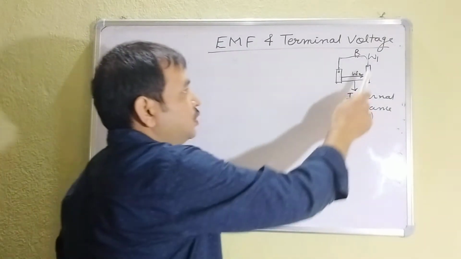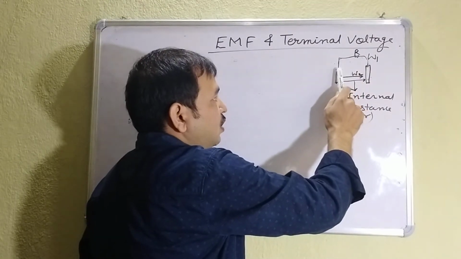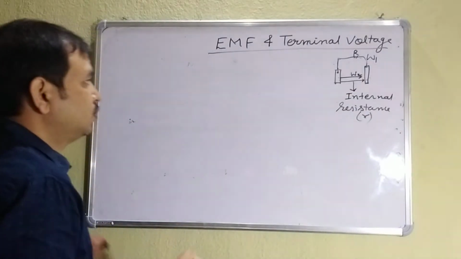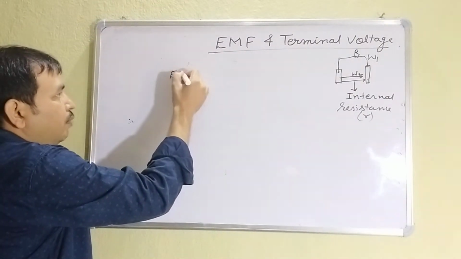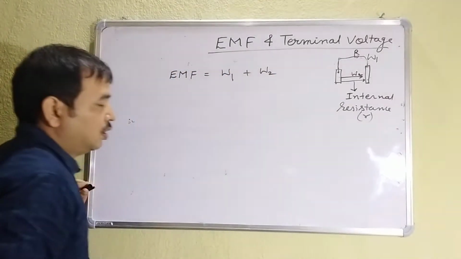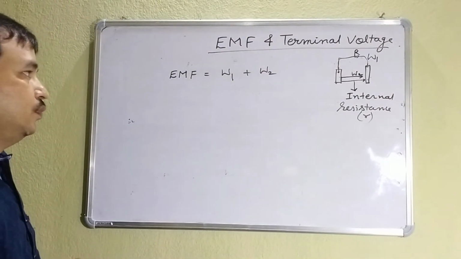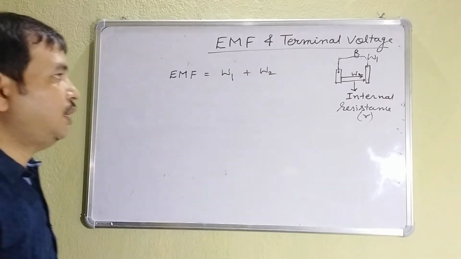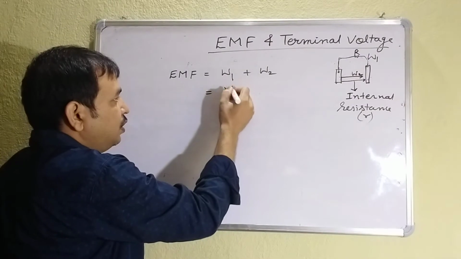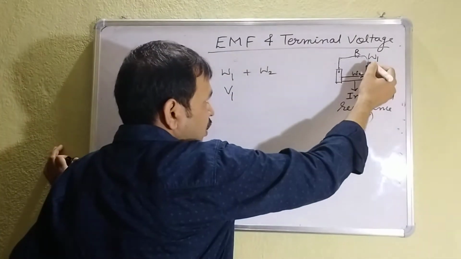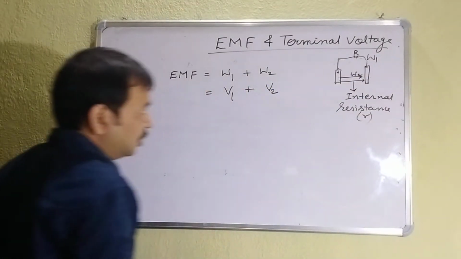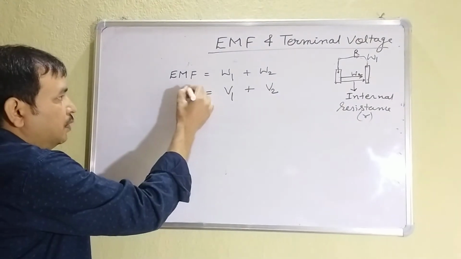To move a unit positive charge from one electrode to another electrode outside the circuit, and from the other electrode to the first one inside the circuit, the total work done is known as EMF, and that is these two work done. Now we have seen that this work done to move unit positive charge is equal to the potential difference, first between these two electrodes outside the circuit, and second between these two electrodes inside the circuit. So that is equal to EMF.